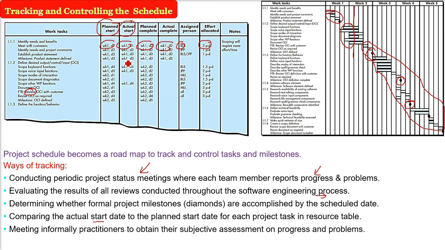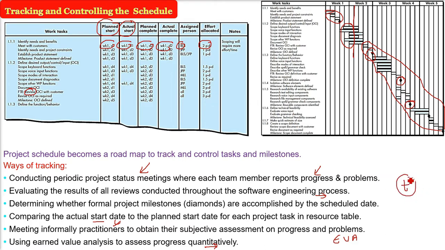You can also go to the practitioners, the actual programmers, and obtain from them the progress status and what problems they are facing. And then you have to mitigate. Then you will use mathematical concepts like earned value analysis in order to assess progress quantitatively. Earned value analysis will tell you about the time, whether you are behind or ahead of schedule, and the cost, whether you are under budget or over budget. The time and cost will come from earned value analysis.